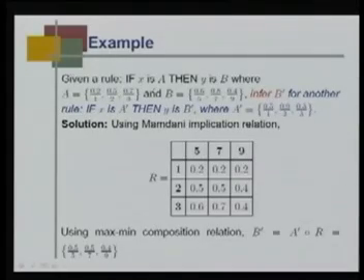Now, we will take an example. We are given a rule, if x is A, then y is B, where A is this fuzzy set: 0.2 for 1, 0.5 for 2, 0.7 for 3. This is a discrete fuzzy set, and B is another fuzzy set which defines fuzzy membership 0.6 for 5, 0.8 for 7, 0.4 for 9. The question is, infer B dash for another rule, if x is A dash, then y is B dash, where A dash is known. So A is known, B is known, A dash is known. What we have to find out is B dash. This is the question that is being asked.